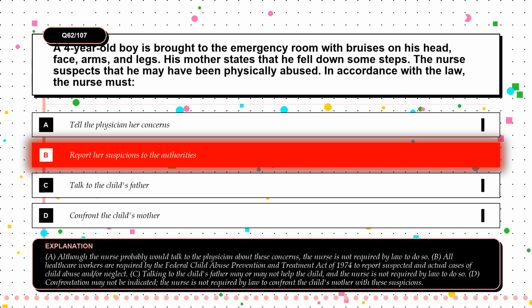C. Talking to the child's father may or may not help the child, and the nurse is not required by law to do so. D. Confrontation may not be indicated. The nurse is not required by law to confront the child's mother with these suspicions.